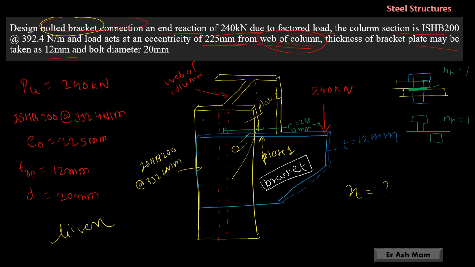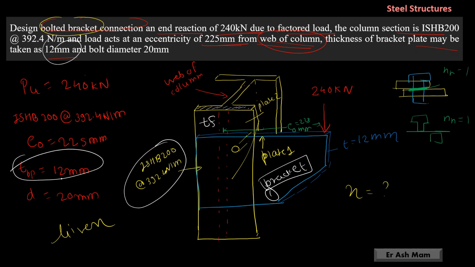The flange, the thickness of the flange. Okay, this is the column flange. Out of these two, whichever is minimum, that plate will fail. So I have to consider the minimum out of these two: one is the bracket and the second is the thickness of the flange of column ISHB 200. We know the thickness of the bracket is 12 mm, which is given in the question.